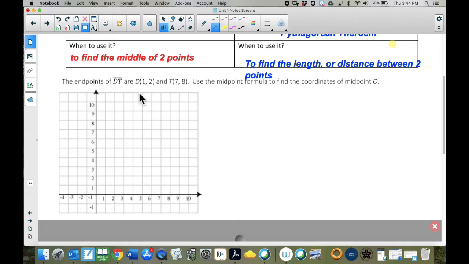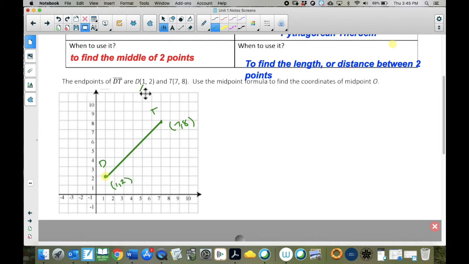So let's take a look at this example. The endpoints of DT are (1, 2) and (7, 8). We need to take a second to graph those, so do that. Okay, just a reminder on how to graph points. If D is (1, 2), that means we go over 1 and up 2, and that's our point. And then T is (7, 8), and remember that that first number, this is actually going to help us out, so let's just go ahead and mark this now.